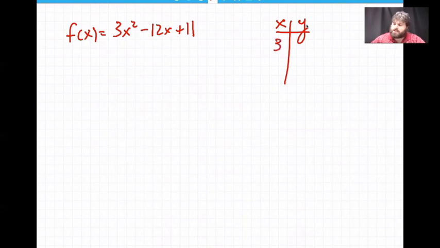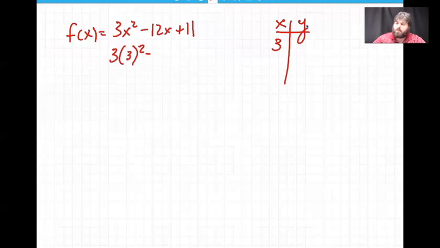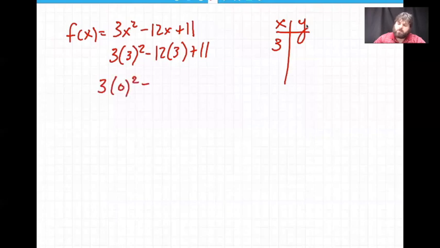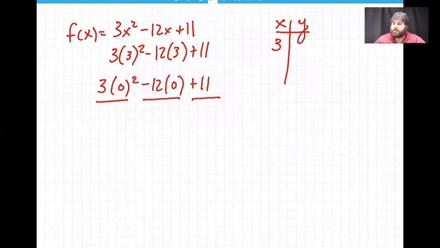Well, let's see, I could plug in something like 3, and I'd have to do 3 times 3 squared minus 12 times 3 plus 11, and that's okay, I could do that, but that's just a lot of work. There's an easier number that I could pick. The easiest number I could pick here is 0. Because look what happens when I plug in 0 for x. That is 0, that is 0, and that's 11. 0 plus 11 is 11. So if I plug in 0 for x, the y value is going to be 11.